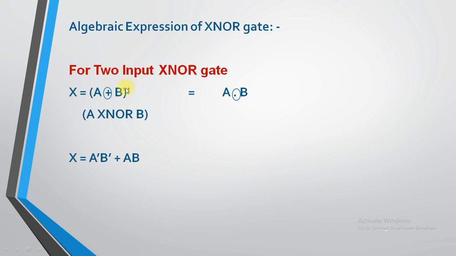NOT means dash, right? So you can read A XNOR B, or this is the formula for XNOR gate: A dash B dash plus A into B. Over here in the XOR, what is the formula? A dash B plus AB dash. That was the formula for XOR gate. Over here A dash B dash plus AB is the formula for XNOR gate, and XNOR gate can also be represented using A, one circle, dot, and B. This is the formula to represent XNOR gate.